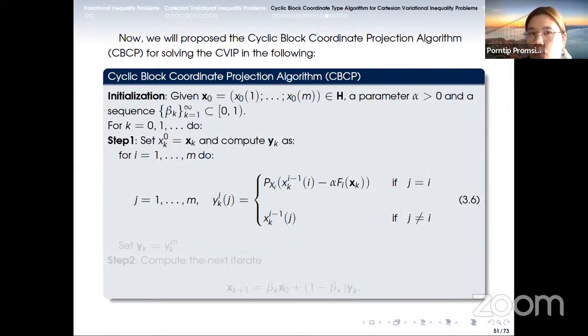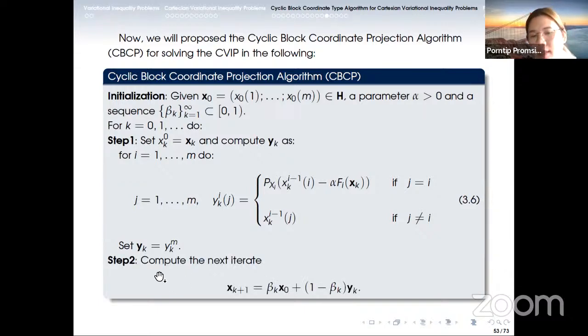Now this is our proposed algorithm, the cyclic block coordinate projection algorithm, CBCP for short, for solving the Cartesian variational inequality problem. We start from x^0 in the Hilbert space H, a parameter alpha greater than 0, and a sequence beta_k in this interval. For each iteration k equal to 0, 1, and so on, we set x^{k,0} is x^k, and we compute y^k as follows: for i equal 1 until m, we compute y^{k,i}_j. If j equals i, then we update that block, and if not, we fix it the same as the previous one, and then we obtain y^k is y^{k,m}.